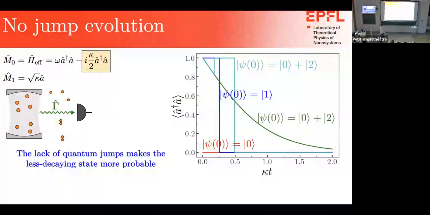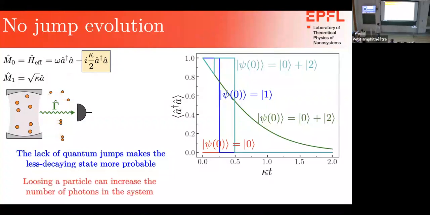So two very non-trivial things. First of all, the lack of quantum jumps does not mean that just the Hamiltonian is happening. The lack of quantum jumps means that something else is occurring. And in this case, the state with higher photon number becomes less probable, so the state with lower photon number becomes more probable. And the second thing is that losing a particle can actually increase the number of photons in your system. It is a stupendously counterintuitive effect.